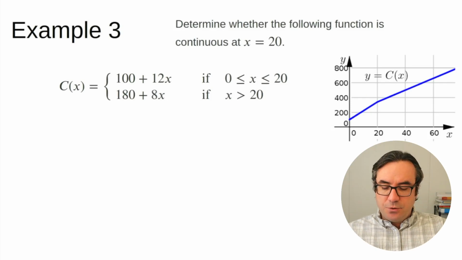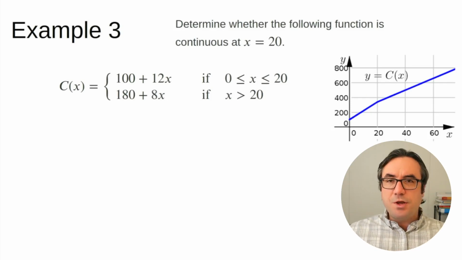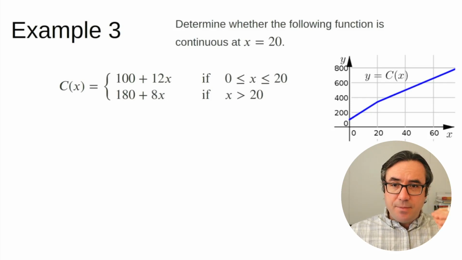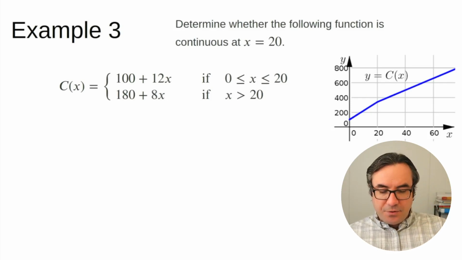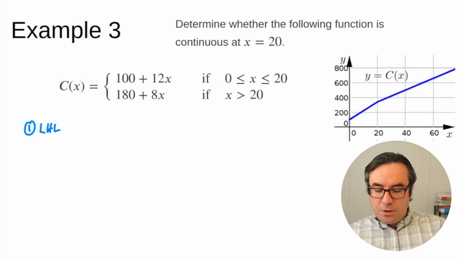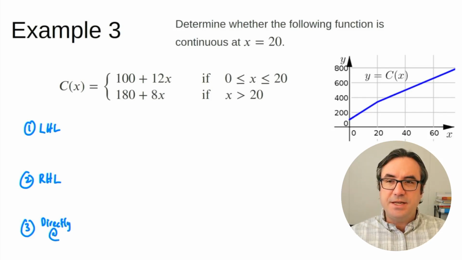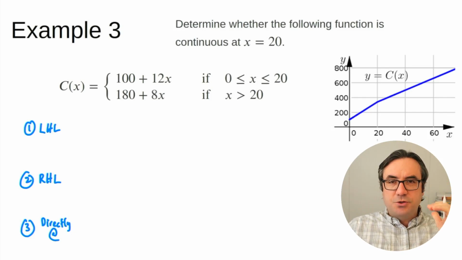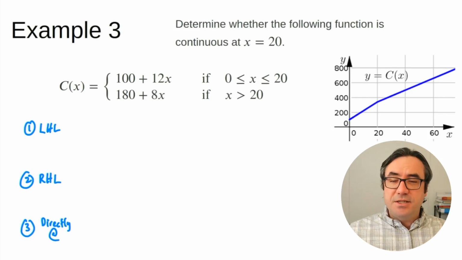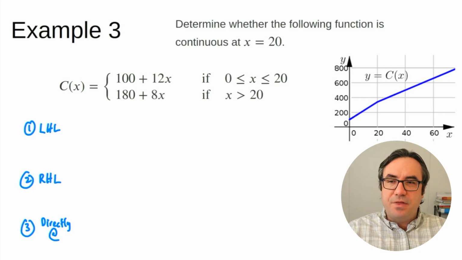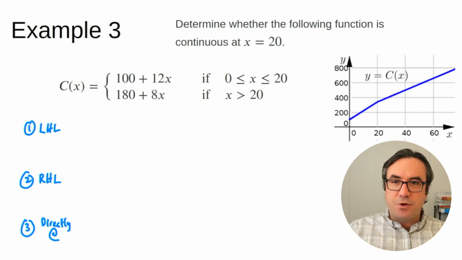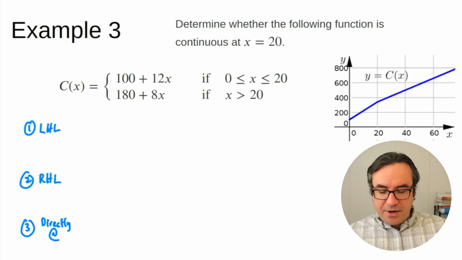If we remember, there's three things we need to check, and all three of them have to be equal. So we need to look at the left-hand limit. We're going to look at the right-hand limit, and then we'll look at the function value directly at whatever point we're considering. So in this case, x equals 20. So we need to check those three things. And if all three of them are equal, then it's continuous. And we're expecting all three of them to be equal in this case, just by looking at the graph. So let's start with our left-hand limit, though.